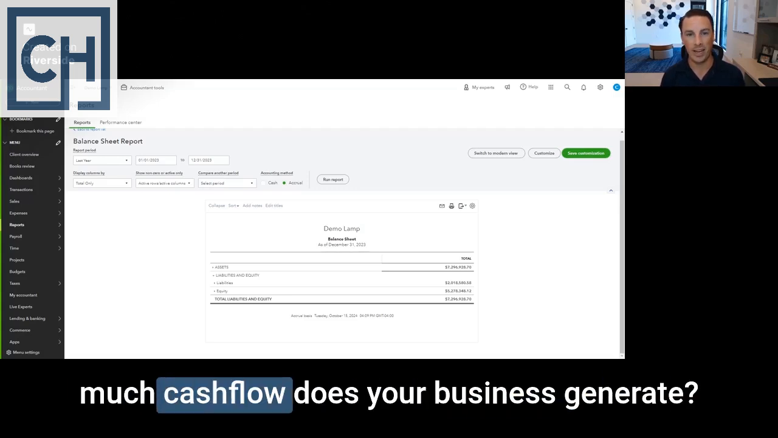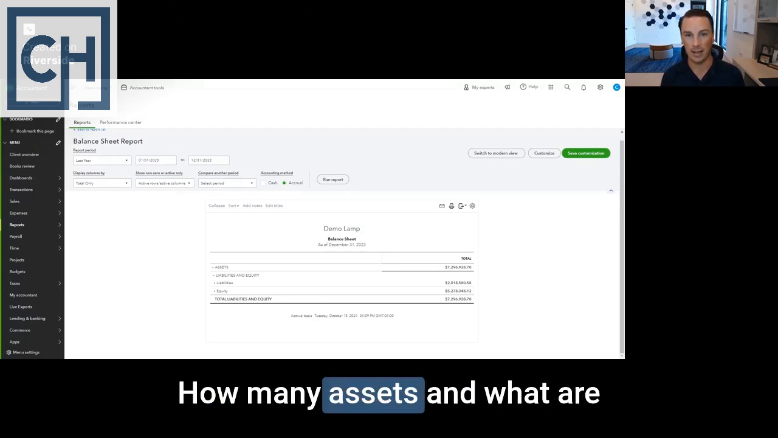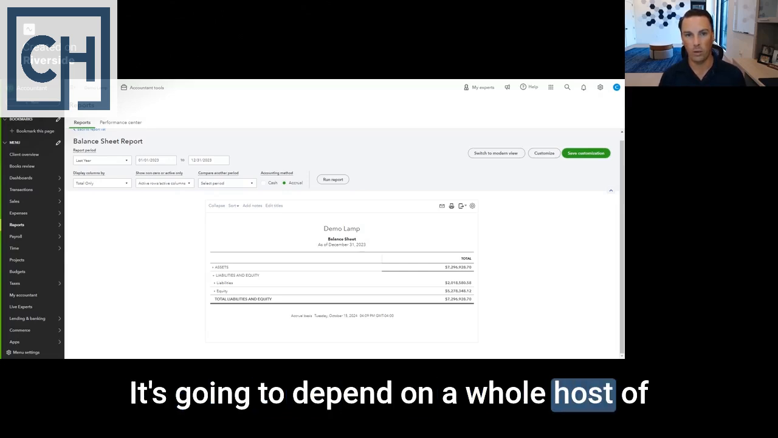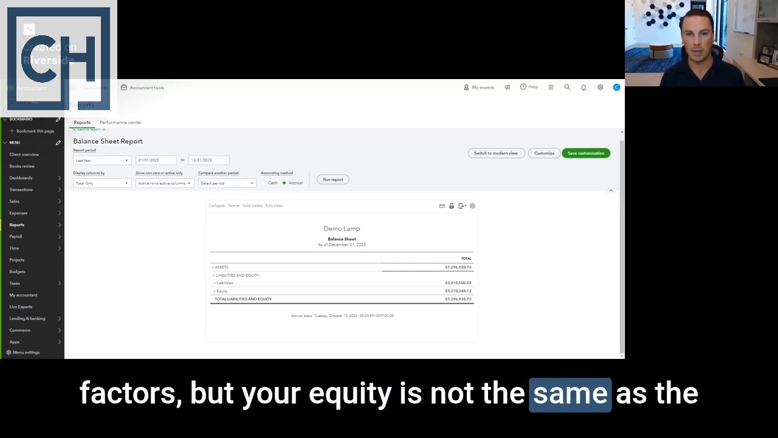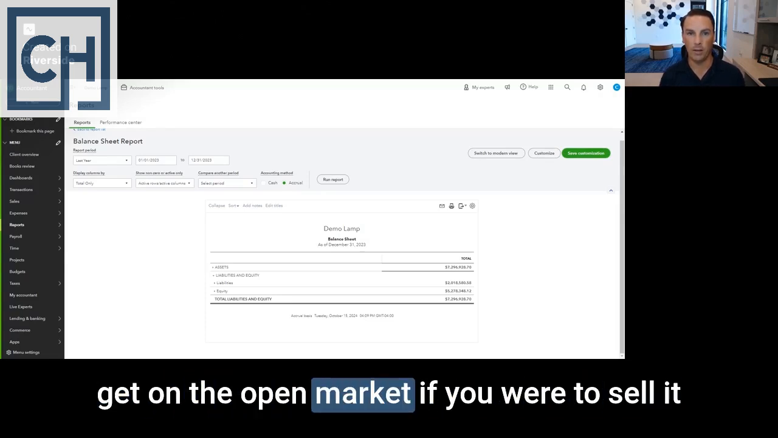But it's going to be based on how much cash flow your business generates, what's the financial health of your business, how many assets and what their value is in the business. It's going to depend on a whole host of factors, but your equity is not the same as the value of your business that you can go and get on the open market if you were to sell it.